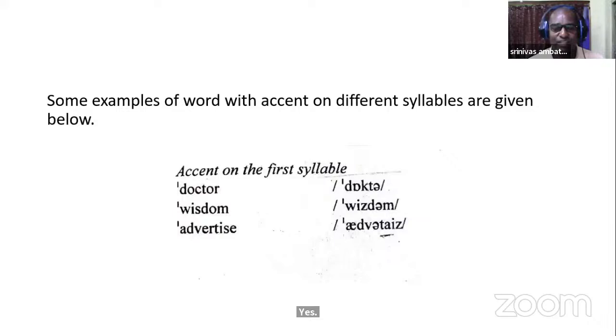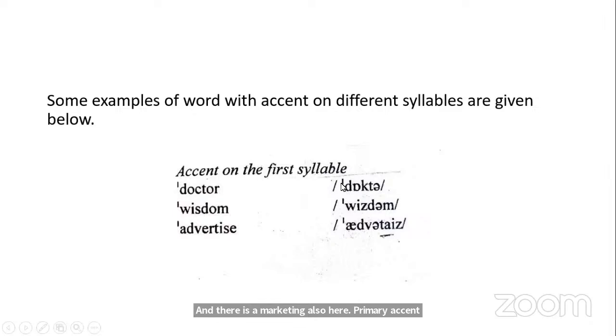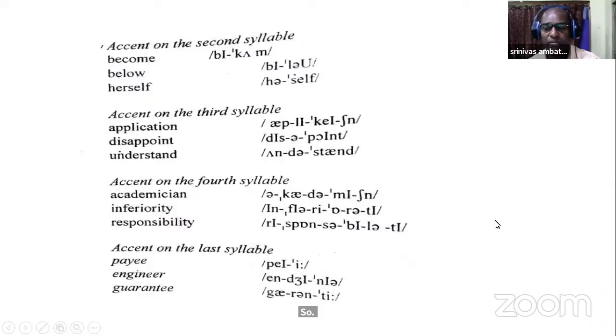And there is a marking also here. This is primary accent. This is primary stress. Now let's move on. Read the next group. Second syllable now. Accent is on the second syllable. First one is? Below.